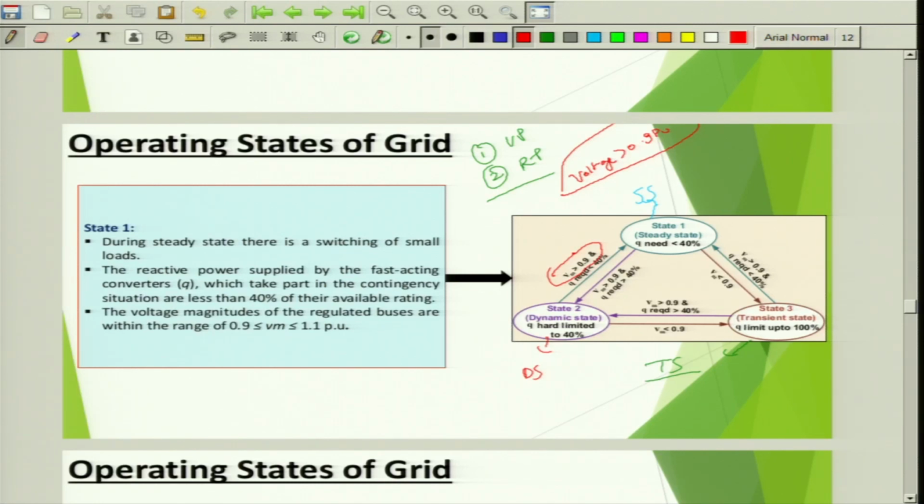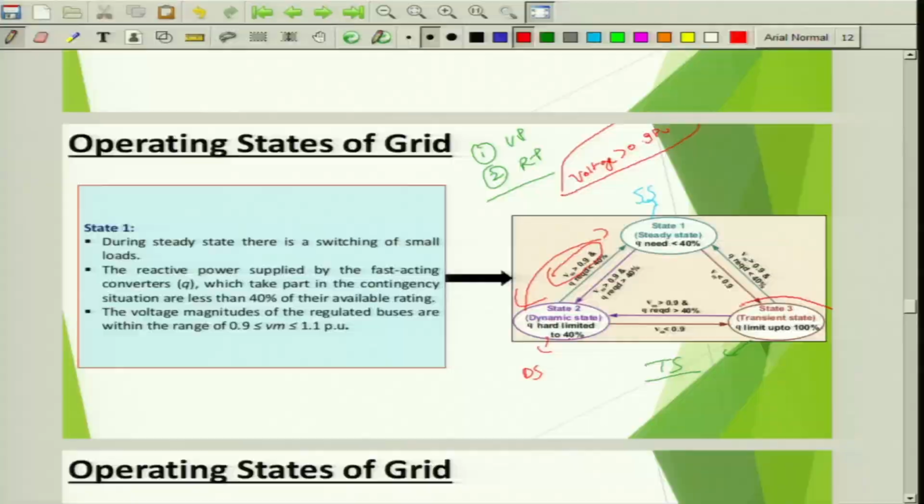Whereas the dynamic state has the same voltage profile, voltage greater than 0.9 per unit, whereas the reactive power injection expected from the fast acting converters is more than 40% of their available capacity. So, why is this there? The difference is there because there is some heavy load switching, maybe an induction motor coming up, due to which there is a significantly higher reactive power demand from the system.